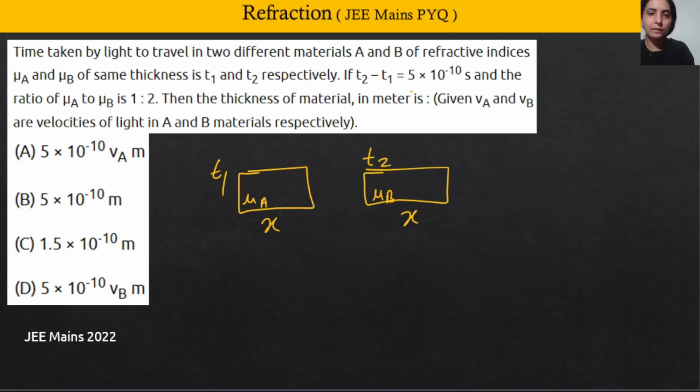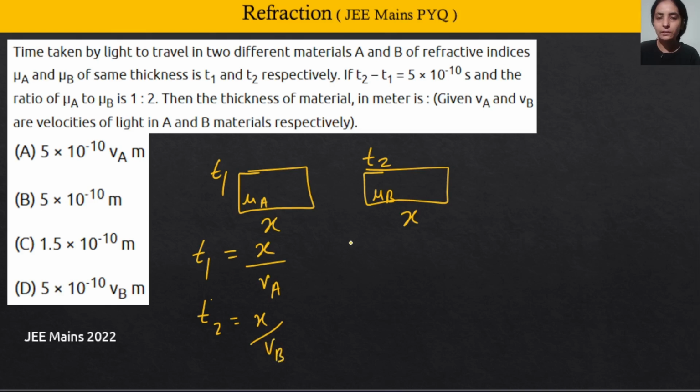T2 minus T1 is given and the mu A to mu B ratio is given. Then the thickness of the material, that is x, is being asked in terms of VA, VB and this quantity. How can we find it? Look, T1 will be the time taken to cross this, and that will be x by the velocity of light in the A media, so VA. T2 will be x by VB. So what will T2 minus T1 be? Take x common: 1 by VB minus 1 by VA.